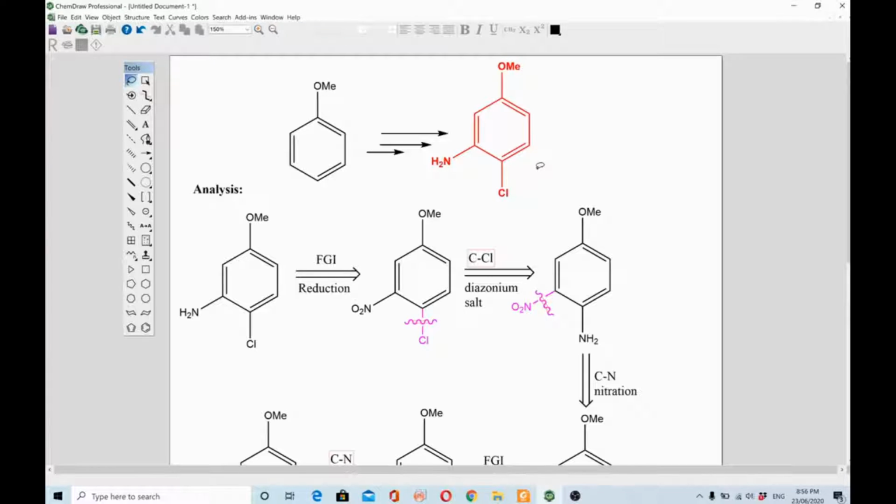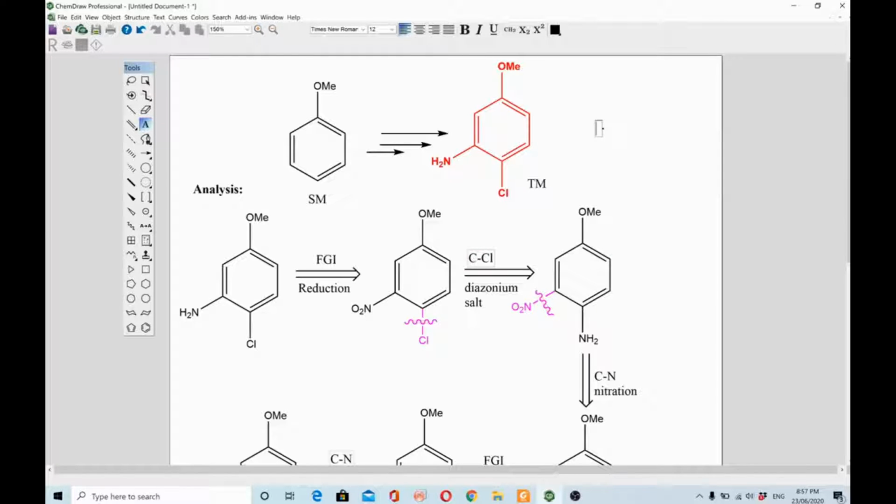So whenever you are asked to do retrosynthesis, first of all you should recognize the functional groups attached on that molecule. So here, first step, we can see that there is NH2 group, chloro group and methoxy group, and also we are asked to do synthesis starting from methoxybenzene or anisole. So this is our starting material and this is our target molecule.